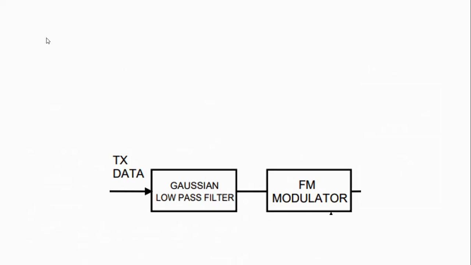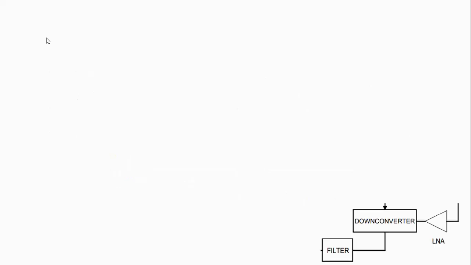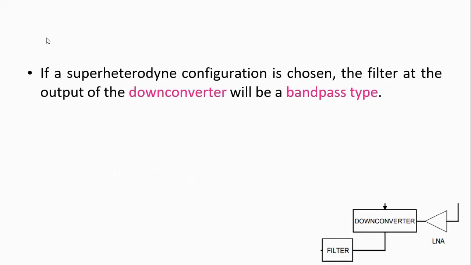The next part of the Bluetooth transceiver is the Gaussian low pass filter and FM modulator. Here, the Gaussian low pass filter block is before the modulator. For example, it may be implemented digitally as a part of a complex signal modulation unit, or it may be a discrete element filter whose output is applied to the frequency control line of a voltage controlled oscillator. If a superheterodyne configuration is chosen, the filter at the output of the down converter will be a band pass type.